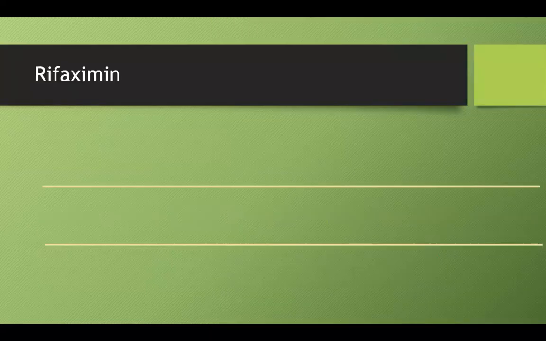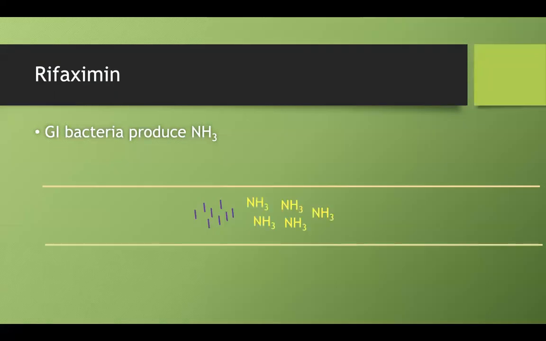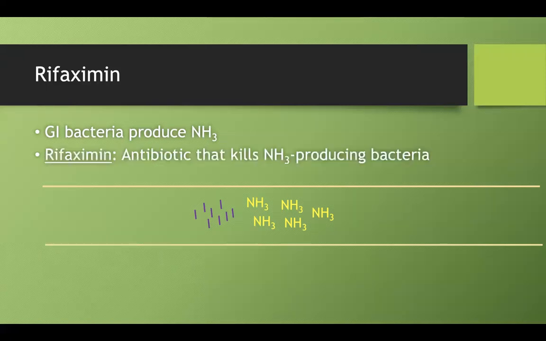Rifaximin works in a little bit of a different way. So rifaximin is an antibiotic. And normally, we have bacteria in our GI tract that can produce ammonia. So here's our GI tract bugs, and they're producing ammonia, which can ultimately be absorbed into our bloodstream. Rifaximin is an antibiotic that can help kill some of these bacteria that are producing all that ammonia. So if we have rifaximin coming in, it'll take out some of those bacteria, which will ultimately decrease our ammonia in our GI tract and our bloodstream.